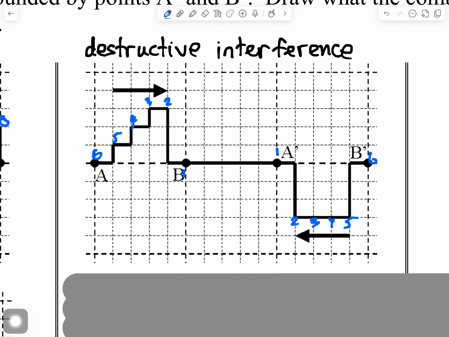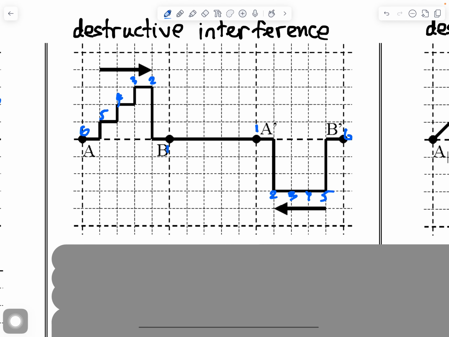I'm going to add 1 with 1, 2 with 2, 3 with 3, 4 with 4, 5 with 5, and 6 with 6 as we go. And that's going to give me an idea of what the interference pattern should look like. Okay, so if I add 0 and 0, of course, I get a point of 0. So that's the first point there.